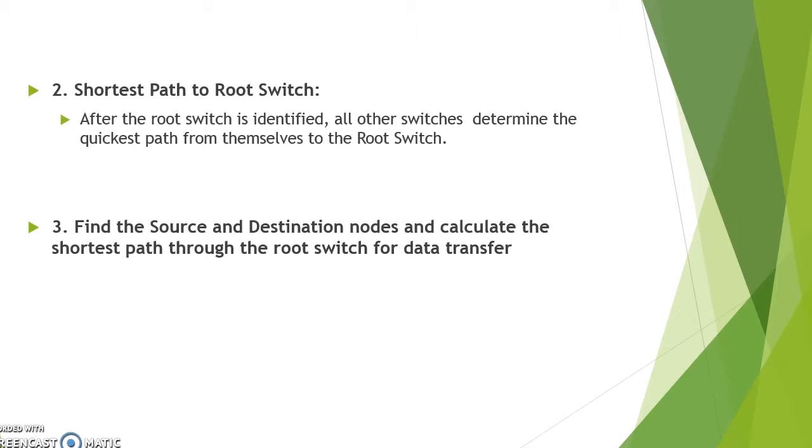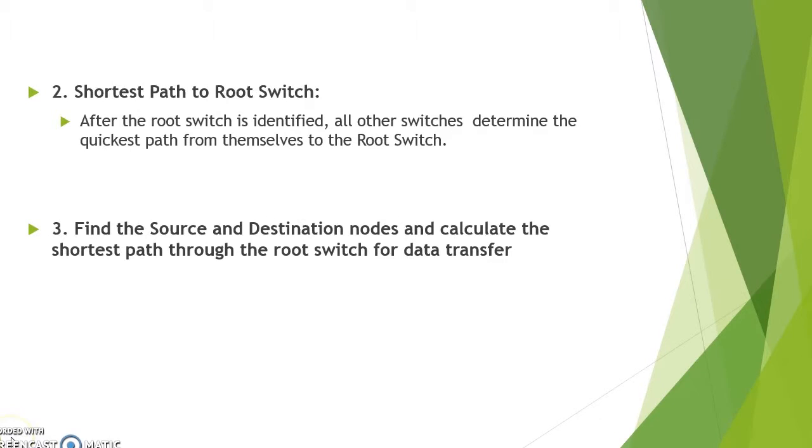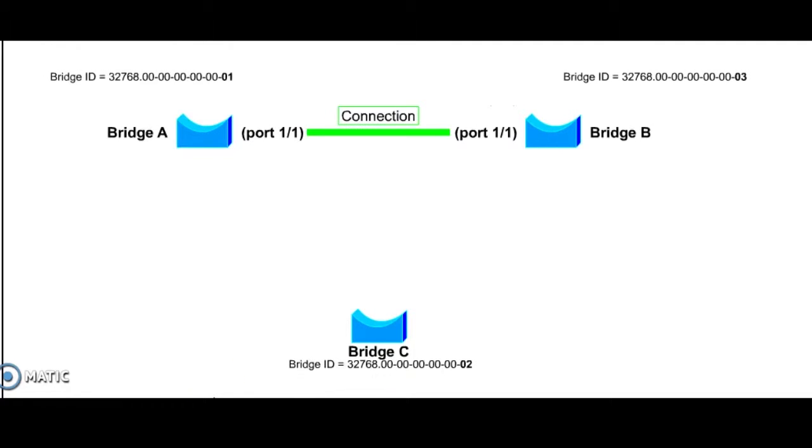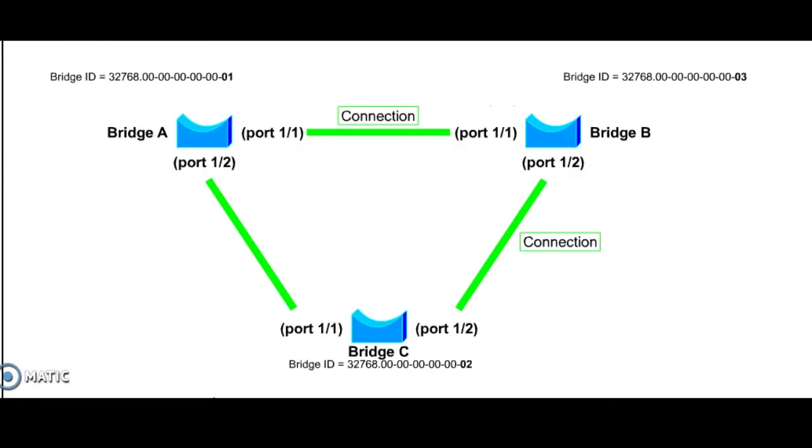Let us understand this with the help of an example. For the sake of simplicity, we will use the terms switch and bridge interchangeably. Consider the example in which there are three bridges, bridge A, bridge B and bridge C. Each bridge has a connection with the other bridges. Observe the bridge IDs of the following switches. 32768 is the priority value of each of the switches and 01, 03 and 02 are the MAC addresses of bridges A, B and C respectively.